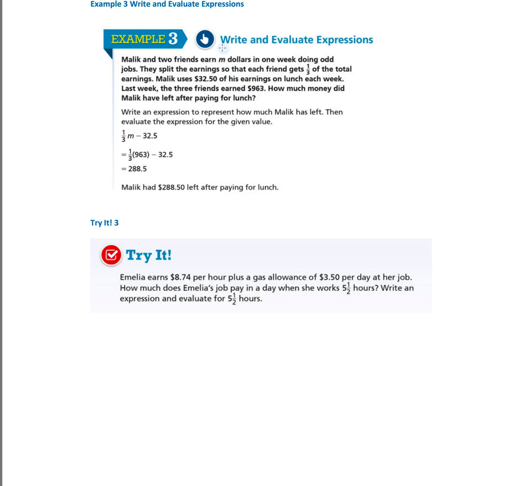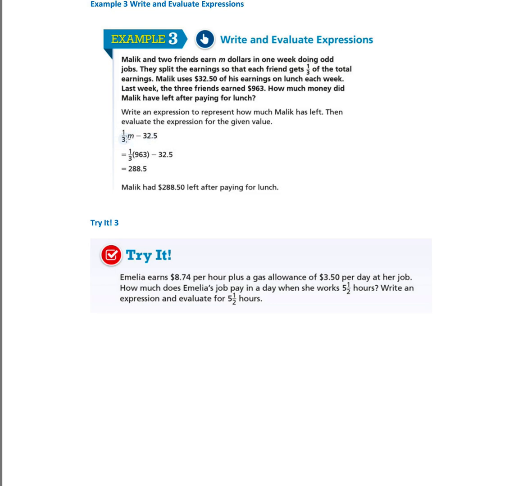The first thing I'm going to do is take the information from this problem and see where this expression comes from. So it says write an expression to represent how much Malik has left. So the M is the money that all 3 of them got. It is the total earnings. So Malik only gets 1/3 of that. So it's 1/3 of the M, the total earnings. So 1/3 M is what Malik gets. But it says he uses $32.50 of that on his lunch.